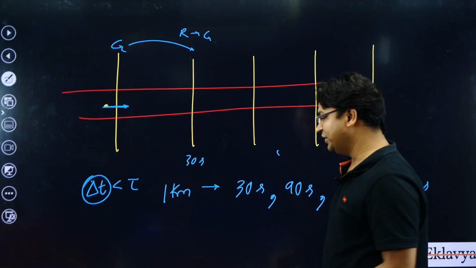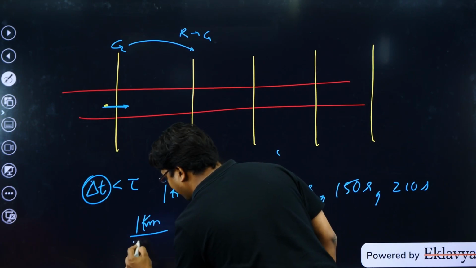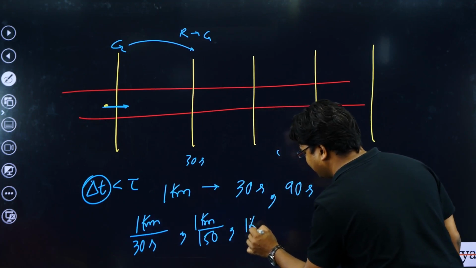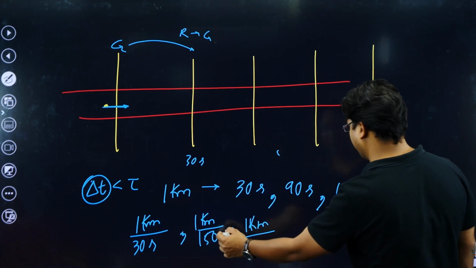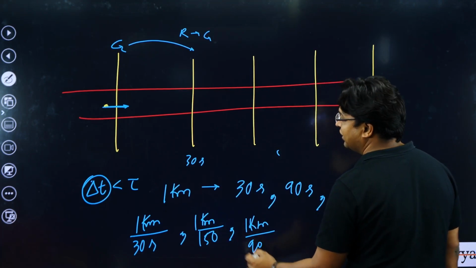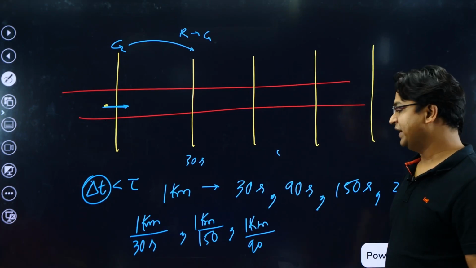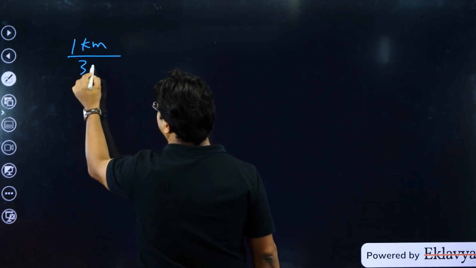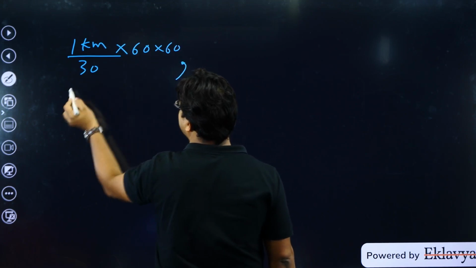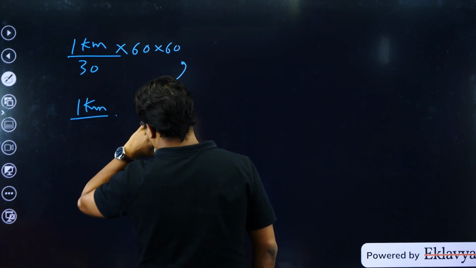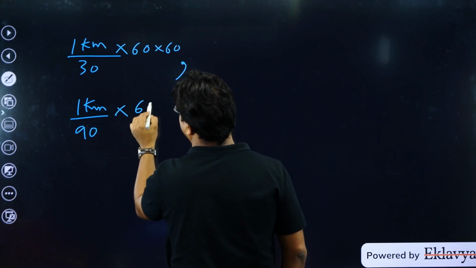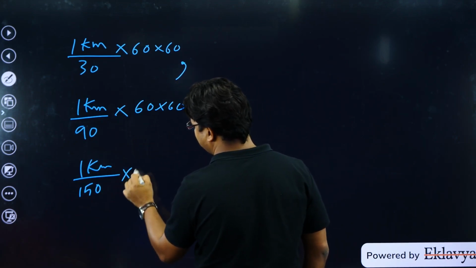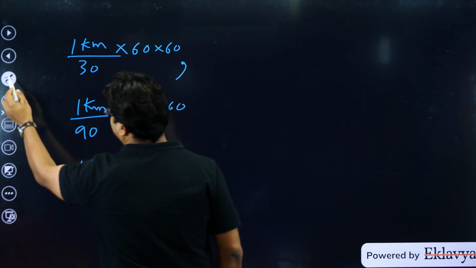Correspondingly, the allowed speeds are 1 kilometer by 30 seconds, or 1 kilometer by 150 seconds. Before 150 we'll have a 90 also. Okay, I'll write it here. So these are the trends. If I convert seconds to hours, the allowed speeds are 1 kilometer by 30 into 60 into 60. The next allowed value would be 1 kilometer by 90 into 60 into 60. The next value would be 1 kilometer by 150 into 60 into 60. So do you see the trend? I hope you all see the trend.